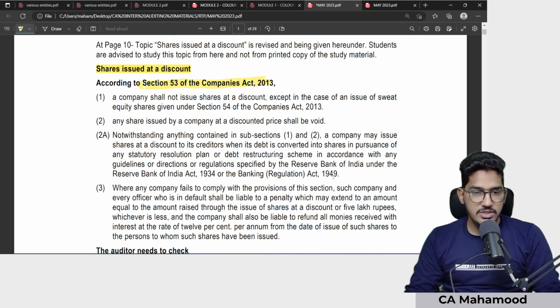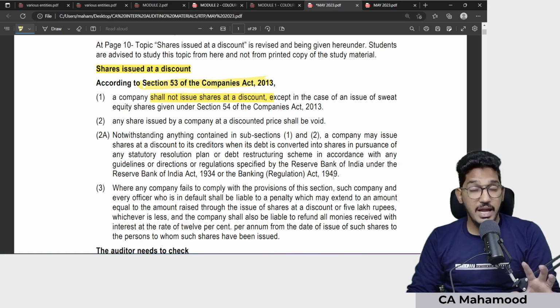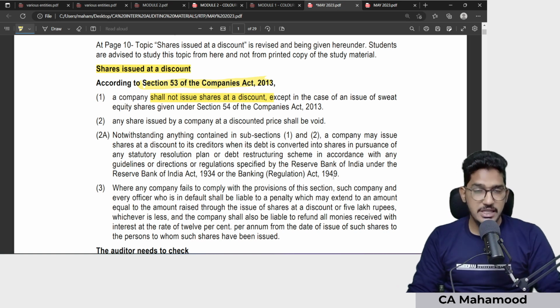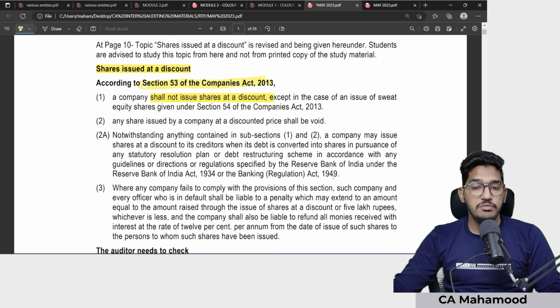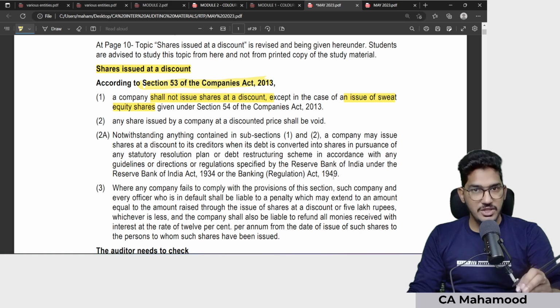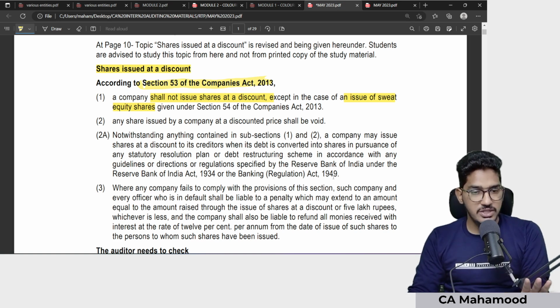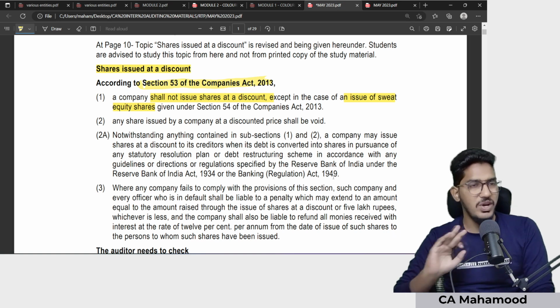First, straight away, Section 53 of the Act says that the company shall not issue shares at a discount. What the Act has told directly: no company shall issue shares at a discount, except in the case of issue of sweat equity shares. If you want to give sweat equity shares at a discount, you can do it. Except in the case of sweat equity shares, the shares shall not be issued at a discount. This is what subsection 1 of Section 53 says very clearly.